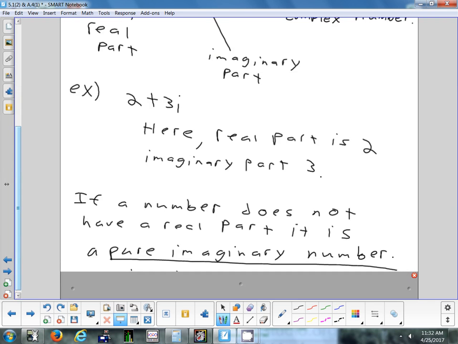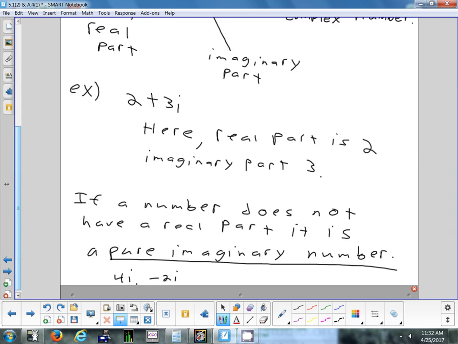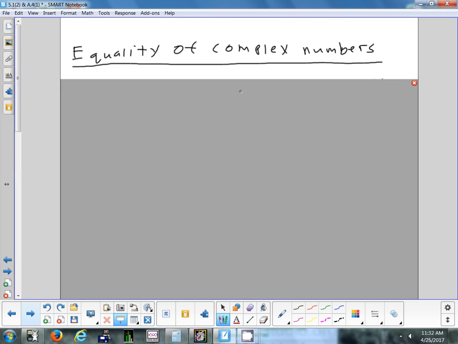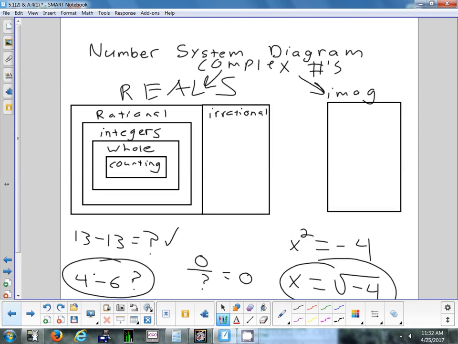If a number doesn't have a real part, pretend like the 2 wasn't there and you just wrote 3i. That's called a pure imaginary number. So these two numbers, 4i and negative 2i, they would fit in this box right here. They would just be pure imaginary numbers. They would have no real part to them.